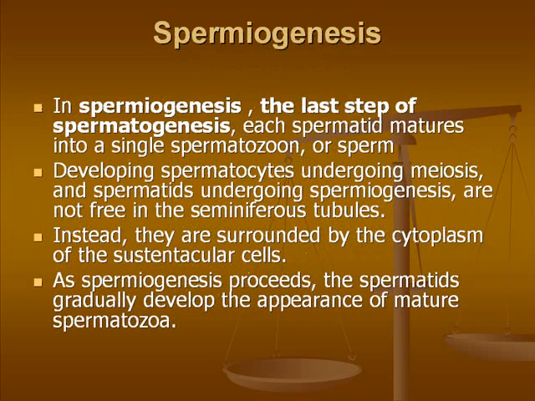Again, all of the male sperm are going to go through development, and in the female, only one of the eggs will survive. In spermiogenesis, which is the last step of spermatogenesis, the spermatid matures into a single spermatozoon. Developing spermatocytes will undergo meiosis.